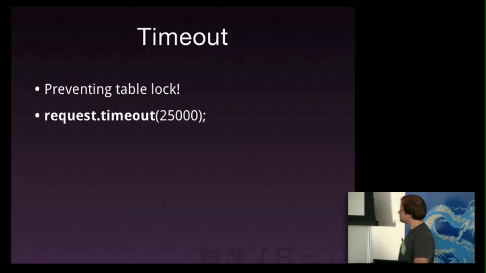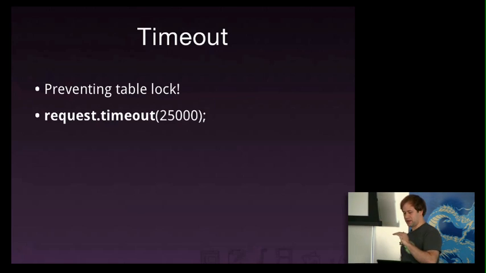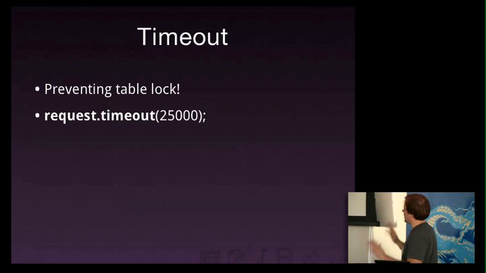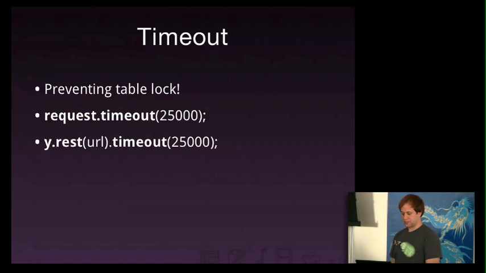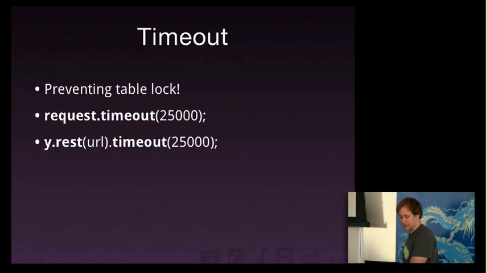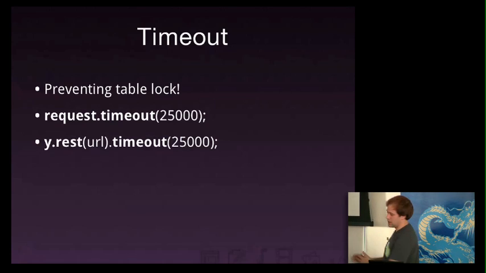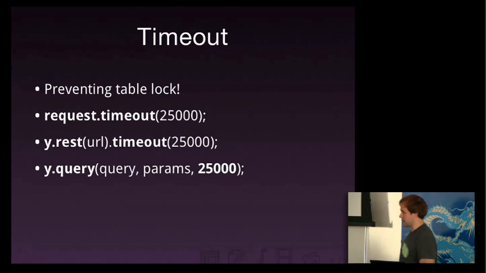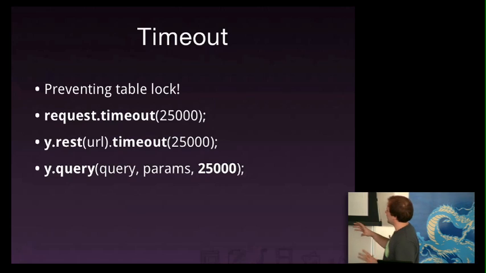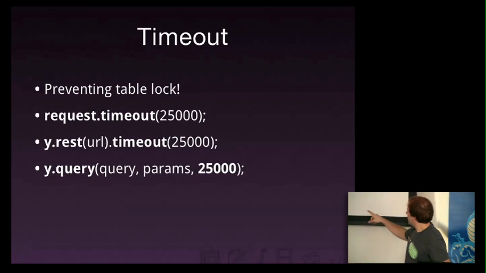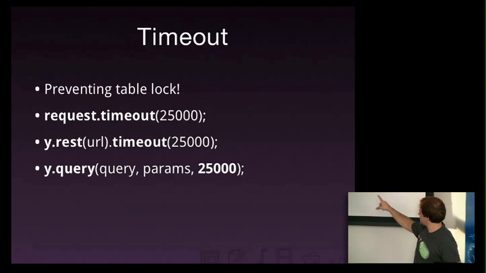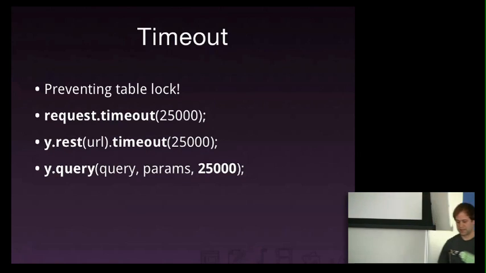Again, in the execute environment in your YQL tables where you can write JavaScript, you're just given this request object, global object, and you can set a timeout on it like this. Also, you're given this REST API, and you're able to set a timeout on these calls as well. And also inside of the JavaScript execute environment, you're given this query API, which you can pass query parameters. Those parameters you can use to replace parts of the query, but also specify a timeout.